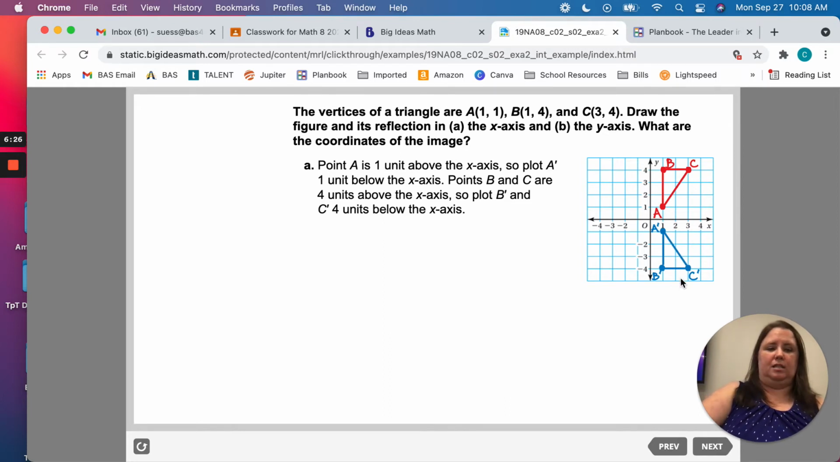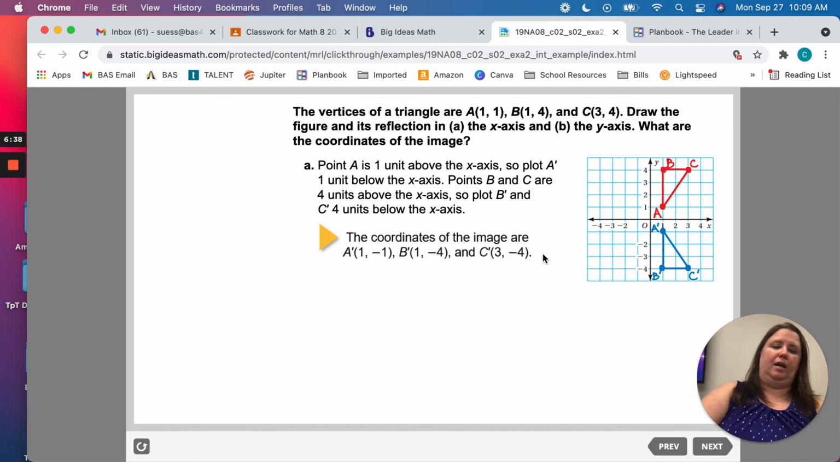If you look at this, is this a reflection of the other triangle? Yes. Absolutely. So now we're going to deal with across the y-axis, but from the original triangle, the red one. Okay? And it asks what are the coordinates of the new image. So here you would list them. The new A, see it has the little apostrophe, is 1, -1. Yes, Camille, go ahead. B, 1, -4, and C, 3, -4. So make sure you write those.